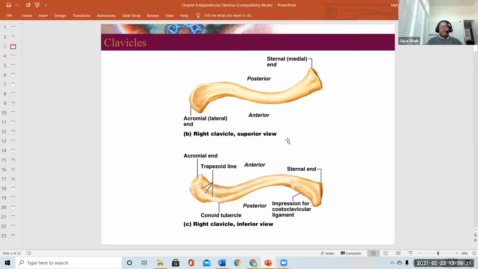The clavicle has several features. You see, there is the acromial end and the sternal end, which are lateral and medial. And then most important is the conoid tubercle here, which is on the posterior, inferior, and lateral side.